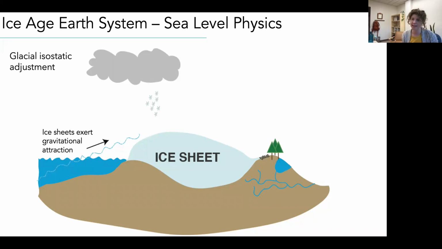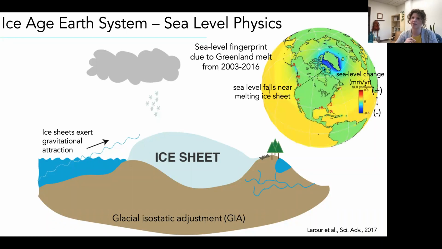One way that ice sheets can change sea level is that they're so massive that they exert a gravitational pull on the surrounding oceans, causing sea level to be higher in the vicinity of continental ice sheets. For example, here I'm showing the sea level fingerprint, or you can think of this as the predicted sea level change that occurs from ice melting over Greenland from 2003 to 2016. In this figure, you can see that this blue area around Greenland is an area where sea level is actually falling close to the melting ice sheet. That's happening because as the ice sheet gets smaller, that gravitational attraction is dissipated and water will migrate away from a melting ice sheet.